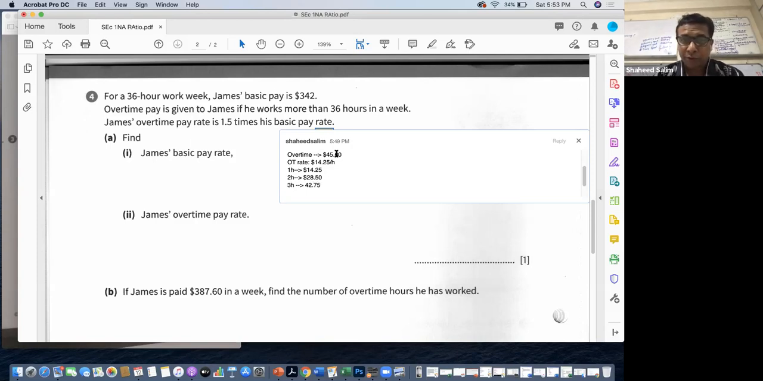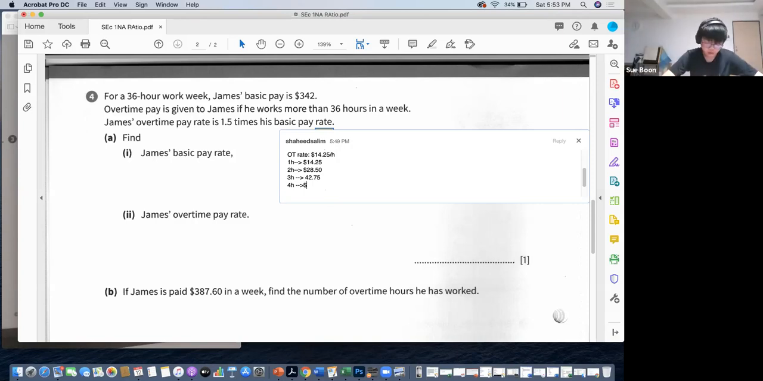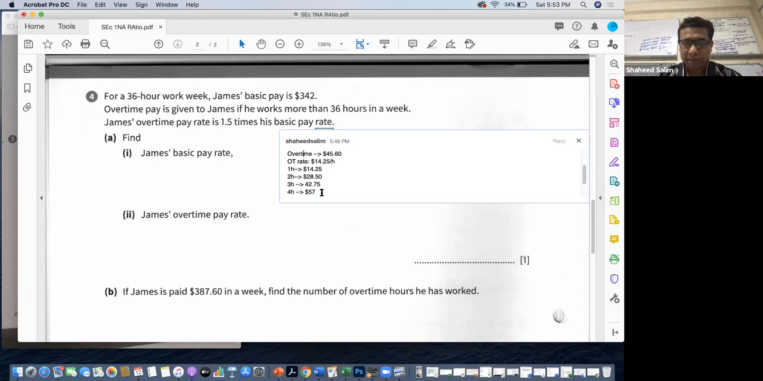Getting close, because the overtime pay is 45 or so. Now 4 hours, how much? $57 is really over, right? So he worked less than 4 hours. It cannot be so many. That's why 500 plus hours cannot be. 4 hours is only $57. So how do we find it? Very simple. Take the overtime pay and divide by the rate.